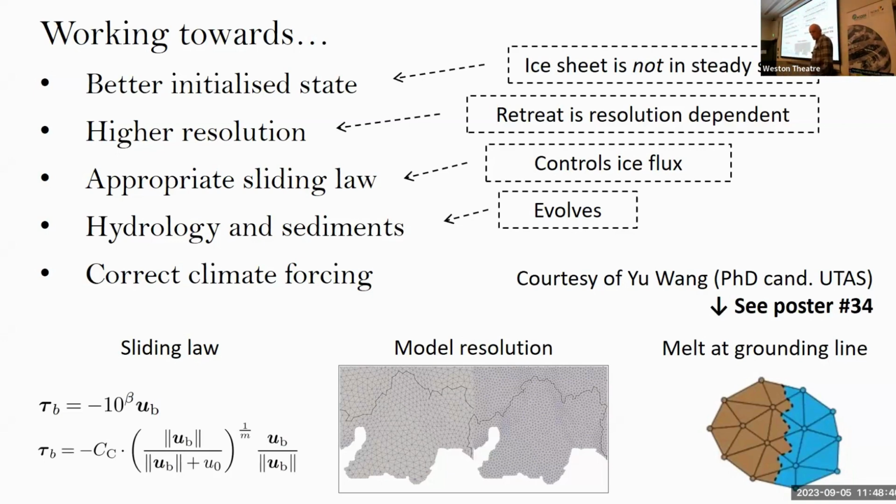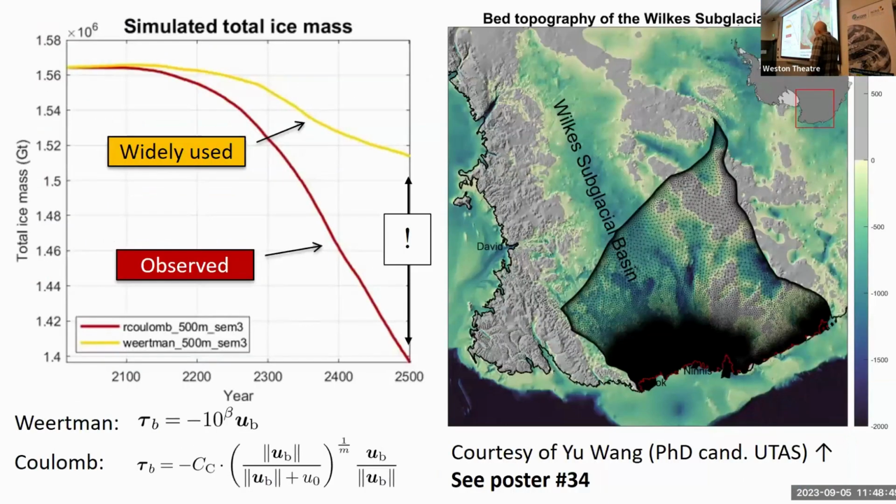The next example I'm going to go to is Yvonne's work, and he's here today as well. Please go and see his poster. He's using the Elmer/Ice finite element package specific to the Wilkes Subglacial Basin. I'm just going to bring out one example of the work that he's doing at the moment. One of these tests is to look at the difference in the response of this large basin in East Antarctica using two widely applied sliding laws, one being the Budd law, the other being the Coulomb law, that introduce nonlinearity between conditions at the bed and the way the ice flows.